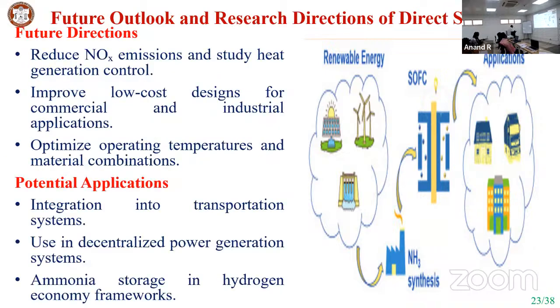Future directions, challenges are also there. Reduce NOx emissions and steady heat generation control. NOx formation is mainly due to nitrogen and oxygen availability, temperature of the reaction, as well as the specific heat in the particular zone. If you are able to control these 3 parameters to avoid NOx formation, then it is going to be a successful design. Improve low-cost designs for commercial and industrial applications. Optimize operating temperatures and material combinations.